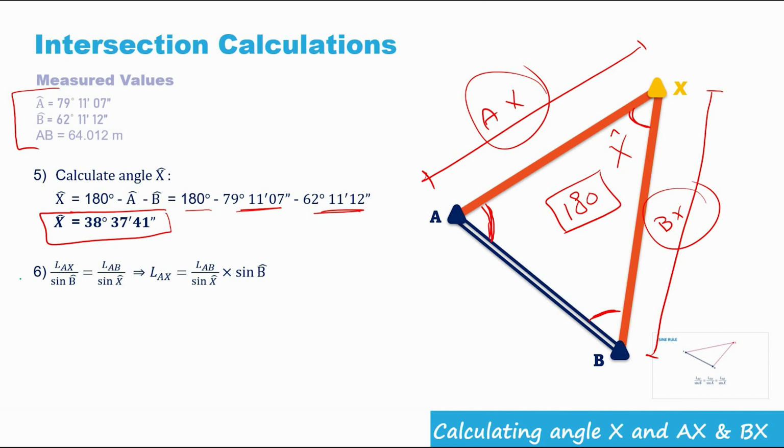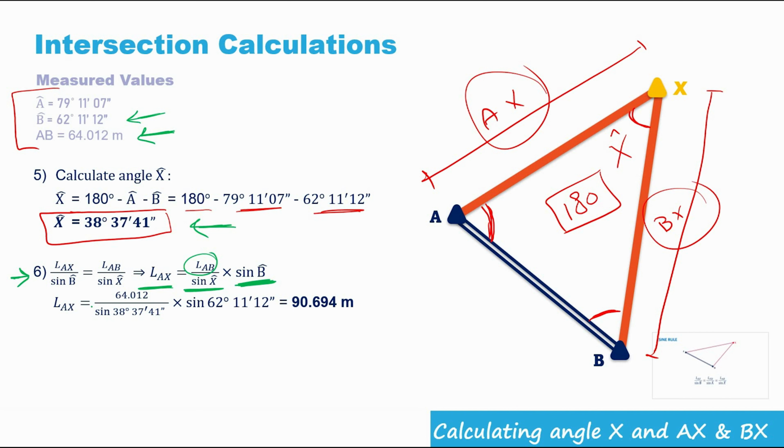To calculate the length of AX, guys, this is the sine rule here. The length of AX divided by sine B should be equal to the length of AB divided by sine X. The only unknown here is the length of AX, because we know the length of AB, calculated in the previous slide, and we also know angle X, which we have just calculated, and angle B, which is measured using the total station. Let's use the numbers, guys. The length of AB, 64.012, divided by sine angle X times sine angle B, and the answer is 90.694 meters. This is the length of line AX.